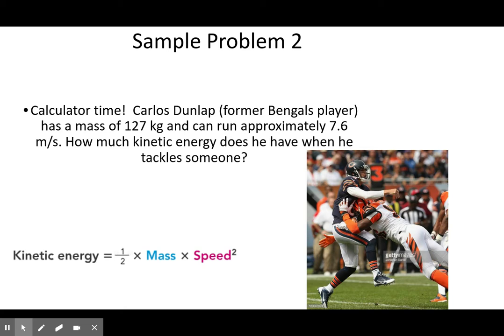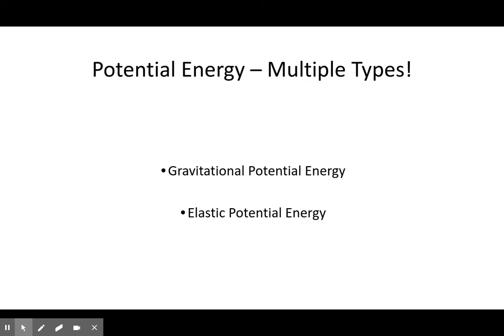Okay, so 7.6 to the power of 2, and then 1/2 times 27 times that answer, you should get 3,667.76 joules. And if you're confused about how to get that, just raise your hand and Mr. Bogdan will help you. All right.